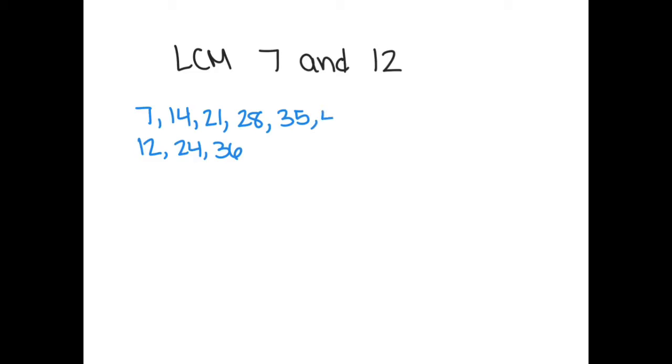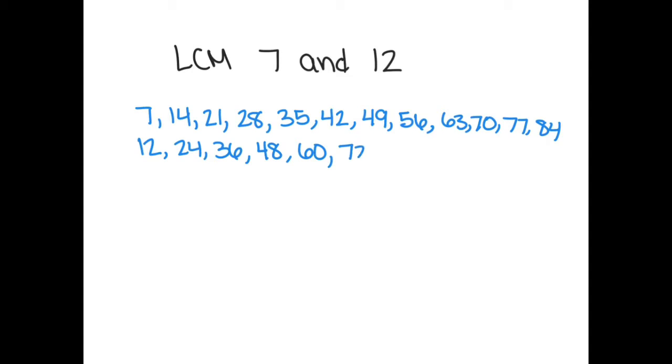So 35, 42, 49, 56. Let's go back to my 12s. 48, 60. Oh, I'm past 56. So we're going to keep going there. And I'm going to go to 63, 70, 77, 84. Then we could go back, 72, 84. So you may need to go back and forth a little bit until you find your number in common. The least common multiple of these two numbers is 84.